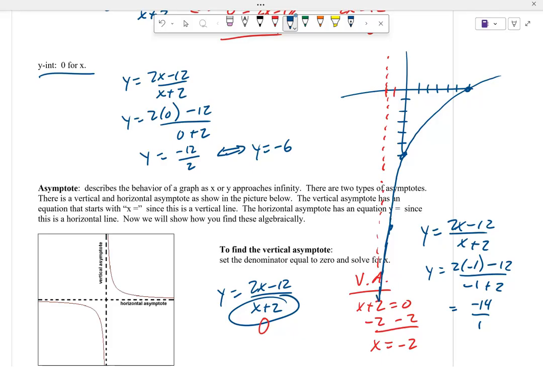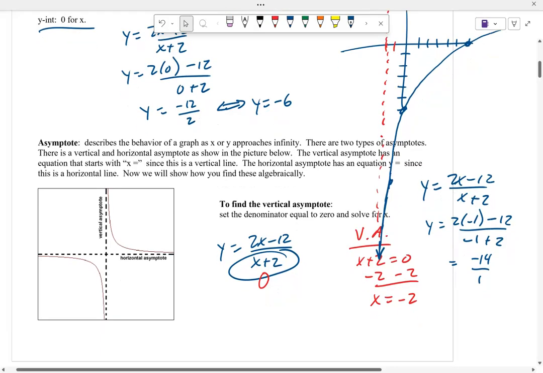As I approach that vertical asymptote, see how the graph is shooting me way down there? I have the point negative 1, negative 14. If I plugged in negative 1.5, it's even further down than negative 14, and so on. So what a vertical asymptote does with a rational function is, as I approach that imaginary red dotted line, it's going to shoot me to negative infinity or to positive infinity, as it would on the other side. So that's how to find a vertical asymptote.